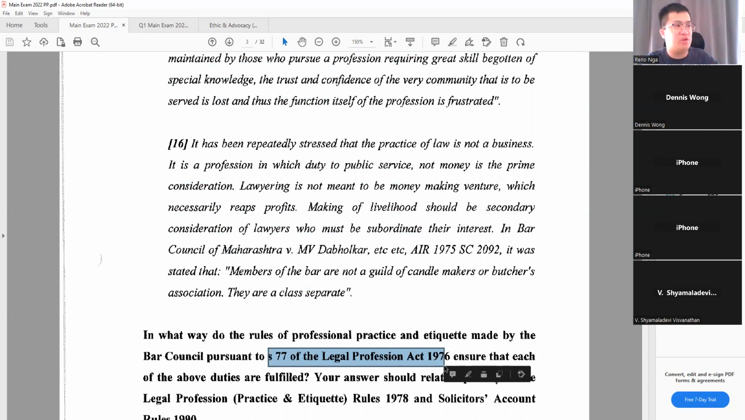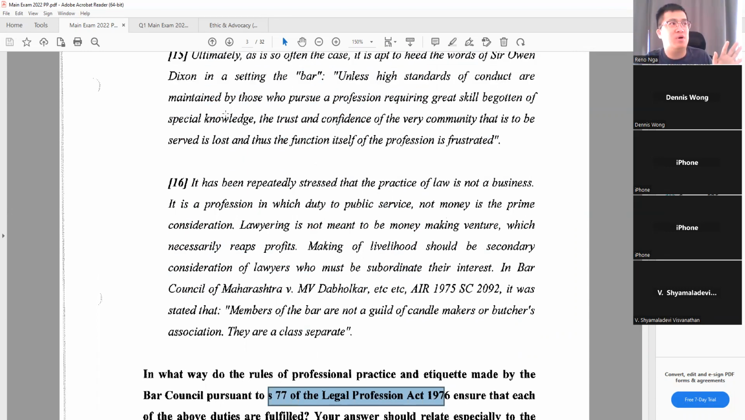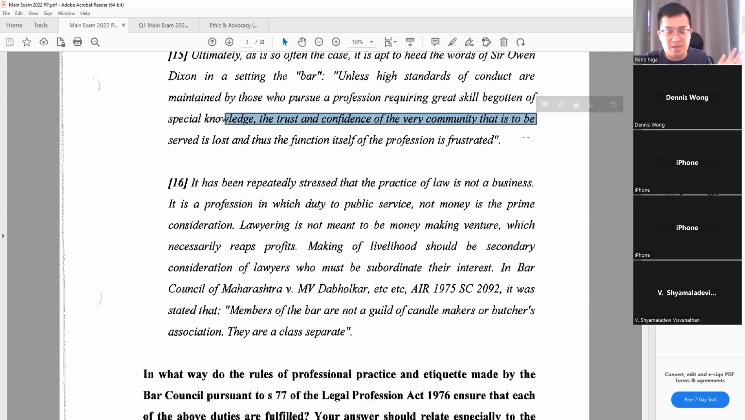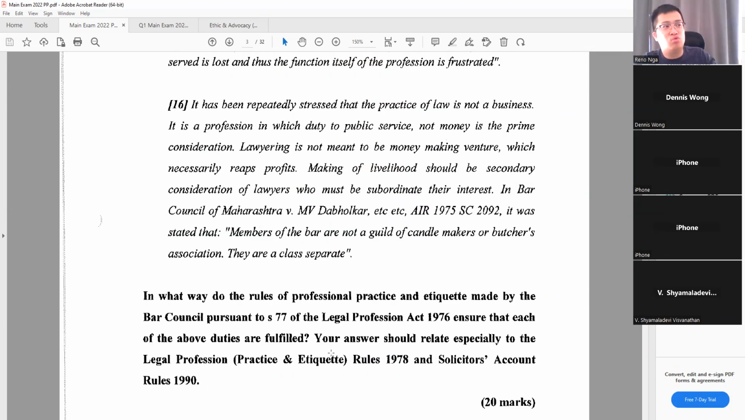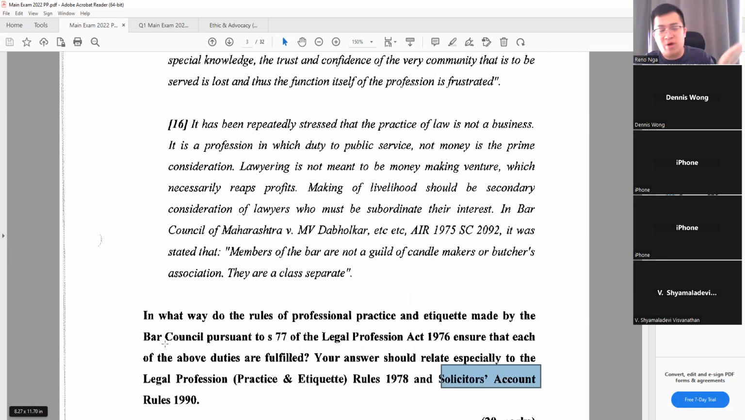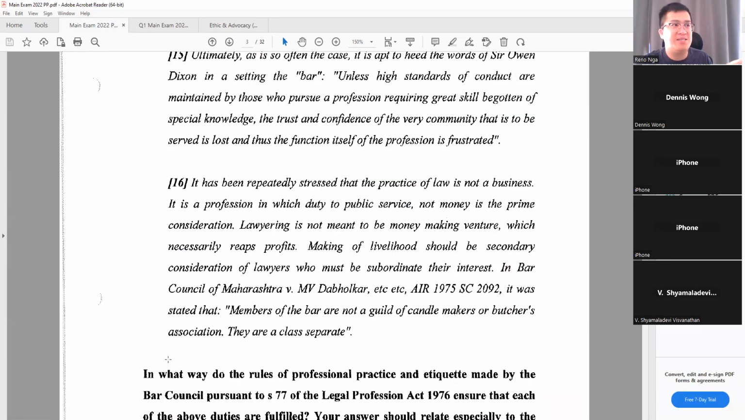Ensure each of the above duties are fulfilled, which means whatever the details above, like they say we cannot practice for money, our trust and confidence must be maintained, etc. How to reflect that in our rules, especially the expressly mentioned LPPER and also the Solicitors' Accounts Rules. So, like I say, you must be very familiar with those rules before you answer this kind of question.